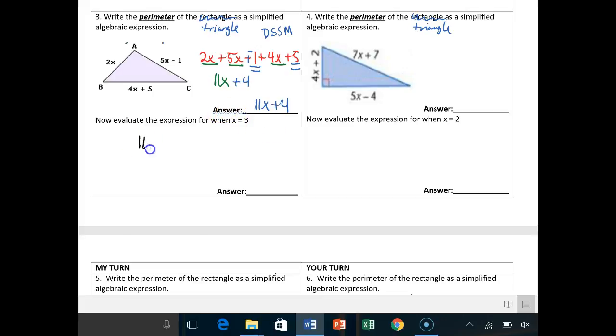Again, I just have 11x plus 4. And I'm just going to plug in. So 11 parentheses 3 plus 4. So 11 times 3 is 33 plus 4. My perimeter, if x were 3, would be 37 units.